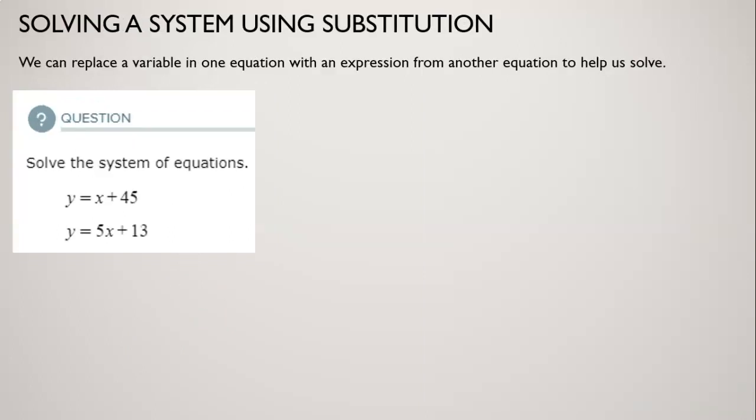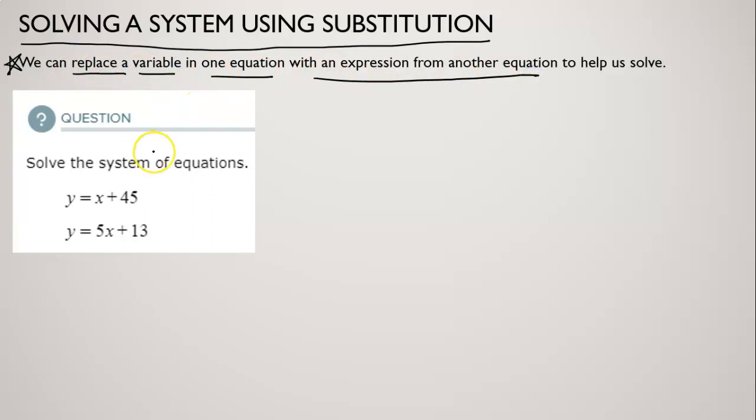All right, new topic. I want you to write solving a system using substitution and underline it. When we substitute for something, we replace. So you might want to write this down that we replace a variable in one equation with an expression from another equation. So I would write down the things I have underlined there. You don't have to write down everything word for word.